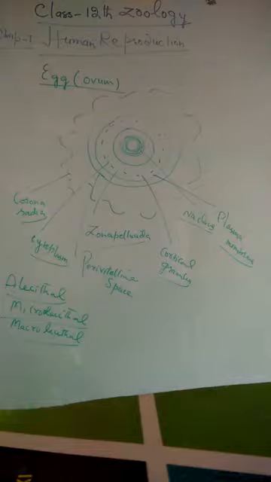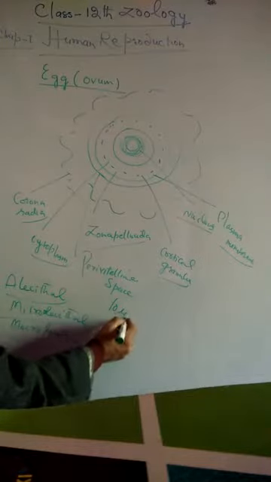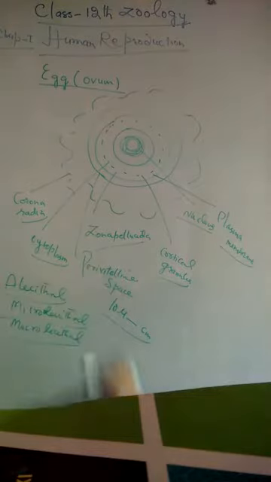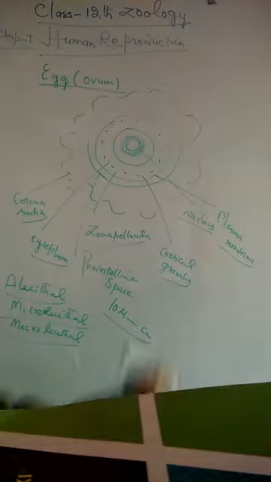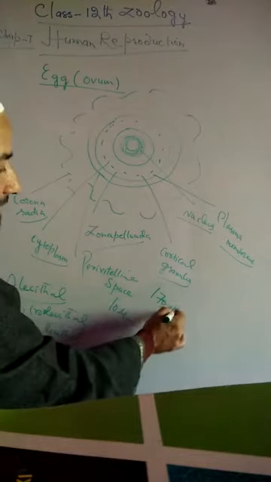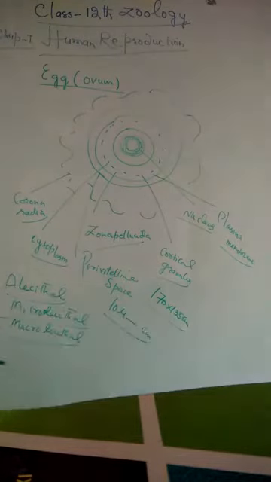The size of the ovum varies from 10 microns to a few centimeters. The largest egg is that of the ostrich, which is 170 by 135 millimeters, the largest size in the world. Egg size and yolk amount are independent. That means the size of the egg and the amount of the yolk are independent.